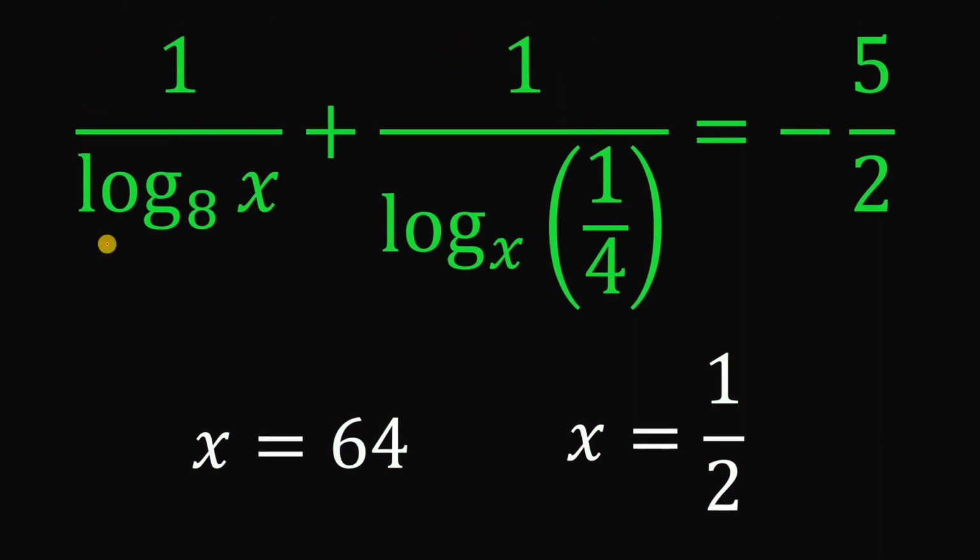Therefore, given this equation, 1 over logarithm of x to the base of 8 plus 1 over logarithm of 1 over 4 to the base of x equals negative 5 over 2, then the value of x must be equal to 64 or 1 over 2. And as always, we are done.